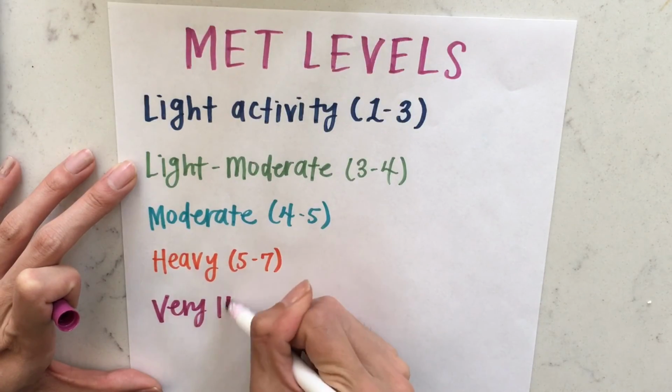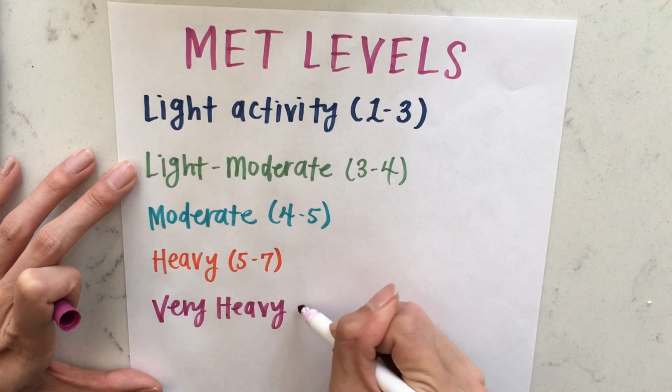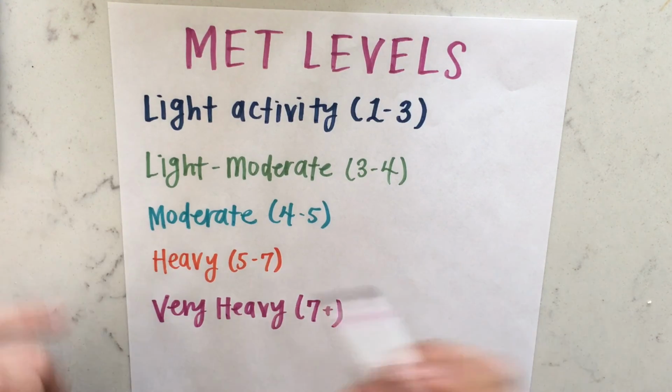And lastly, very heavy activity is 7 METs and up. This includes vigorous exercise and competitive sports.